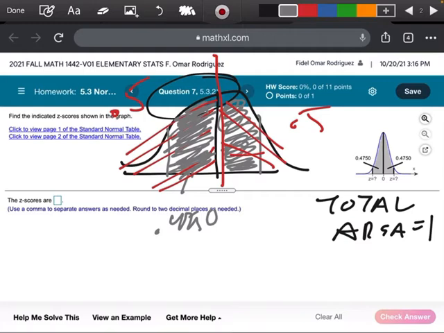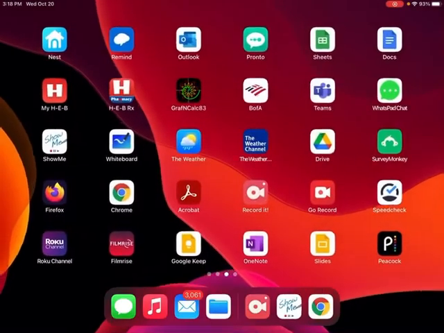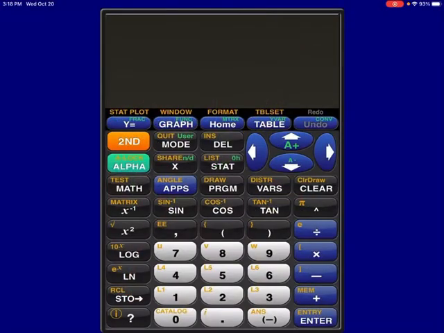Okay, so remember what we know. We know this area, this gray part. What I'd really like to find is the area over here, because this is what my calculator and my table will actually tell me. So if I wanted to find that area in the red, I would take 0.5 minus 0.4750.